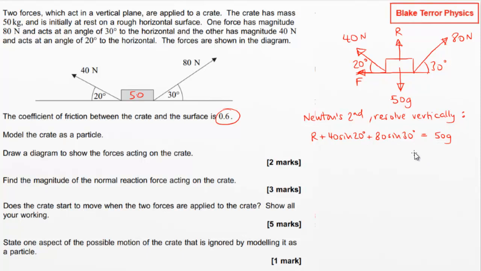So I've just dropped that step in order to say that they're equal, in order for them to be 0 in total. So all we've got to do is type all of this in, and that is giving us that R is 436 newtons. Right, so that was a fairly painless start. Now, what have we just done? Right, we've done that bit. Does the crate start to move when the two forces are applied to the crate?